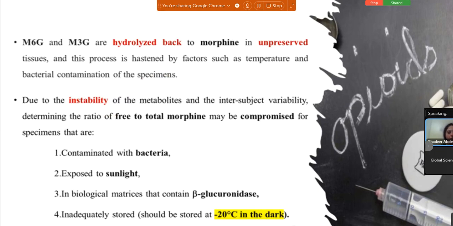Due to the instability of metabolites and the inter-subject variability, determining the ratio of free to total morphine may be compromised for specimens that are contaminated with bacteria, exposed to sunlight as it is light sensitive, and in biological matrices that contain beta-glucuronidase enzyme. And inadequately stored samples, as samples should be stored at -20 degrees Celsius in the dark.